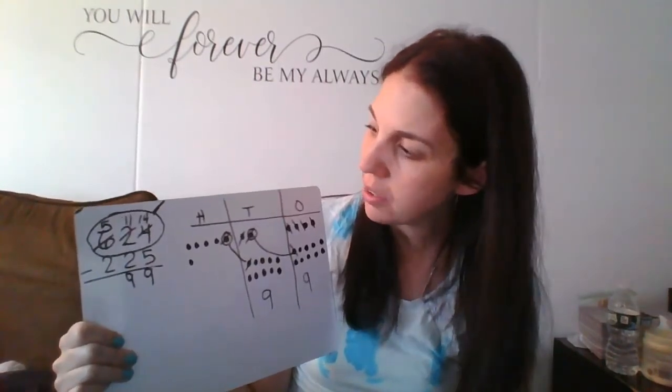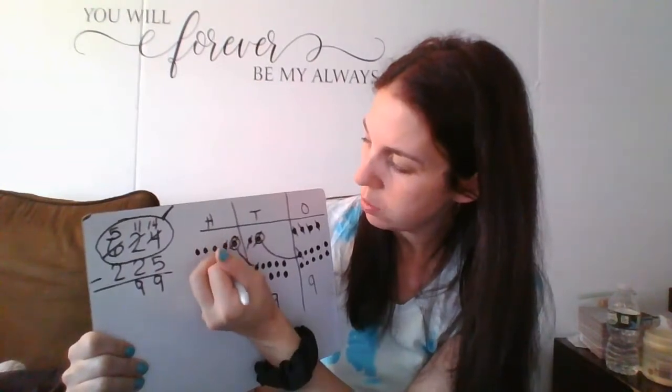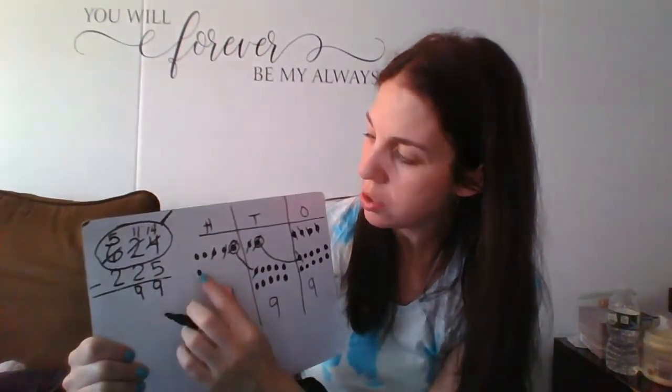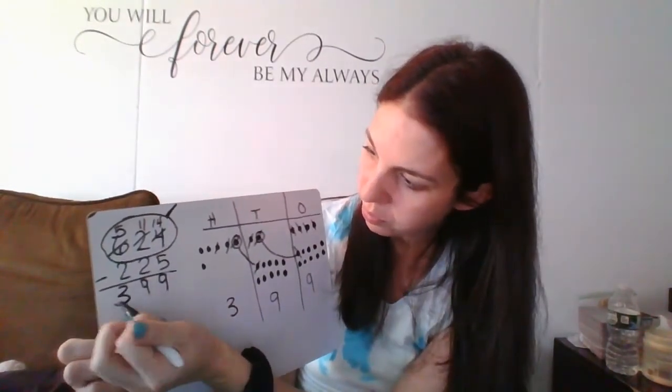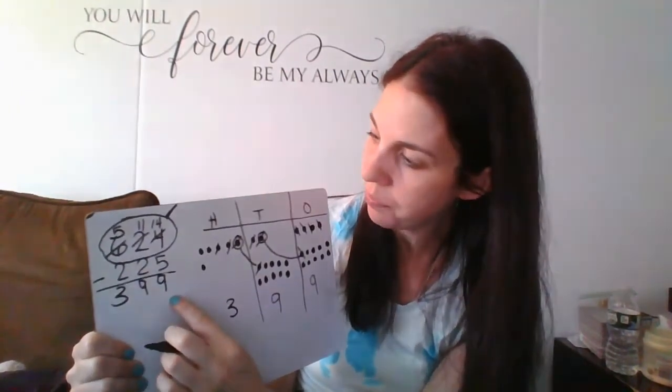Okay? Now we're going to cross out 2 hundreds. 1, 2. How many hundreds are left? 1, 2, 3. So our answer is 399.